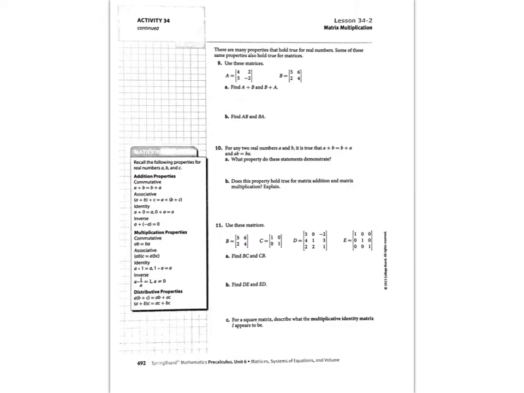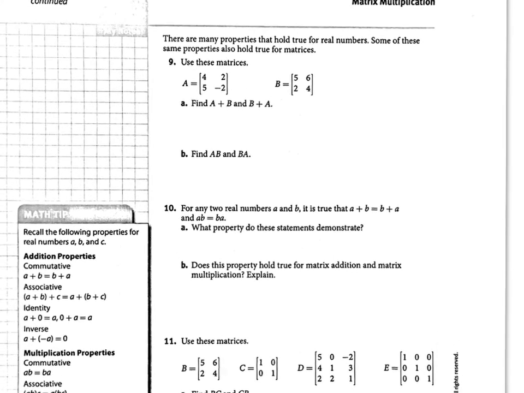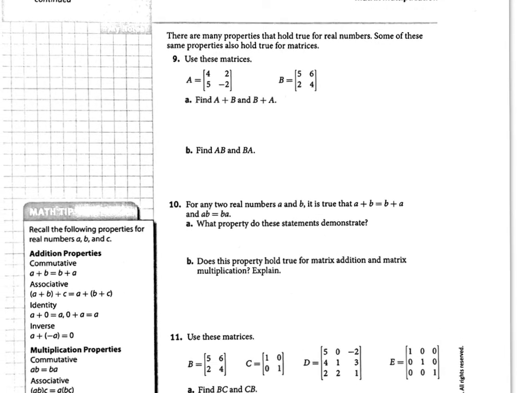So let's go back to addition real quick. Let's just talk about order. It says properties hold true for real numbers. Some of these properties will also hold true for matrices. You have the properties list there on the left-hand side. We're talking about commutative, associative, and identities for both addition and multiplication.